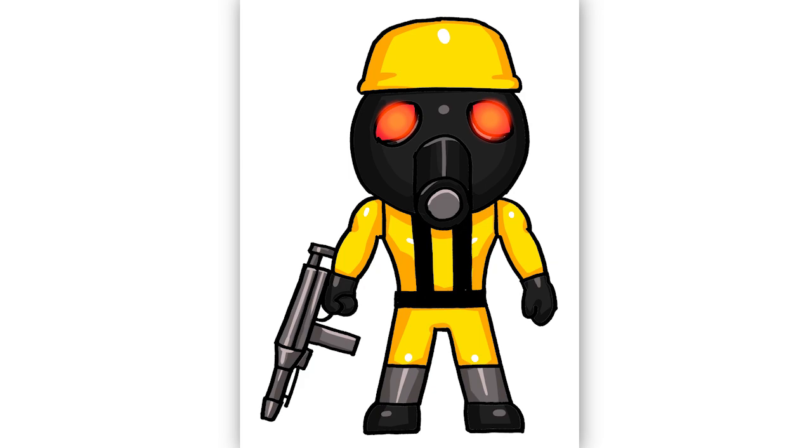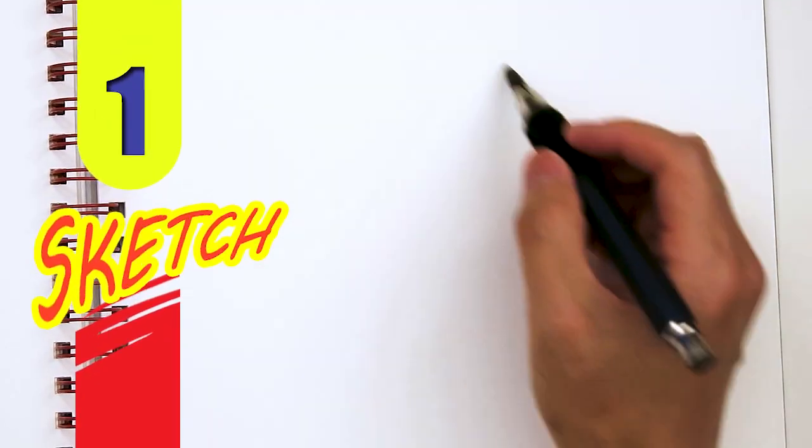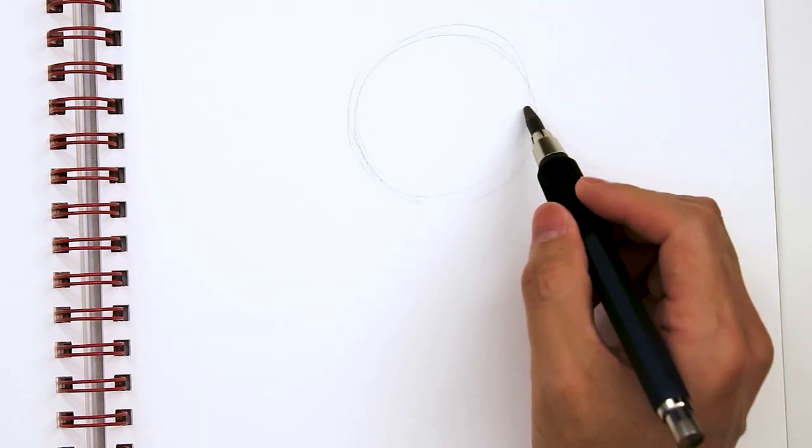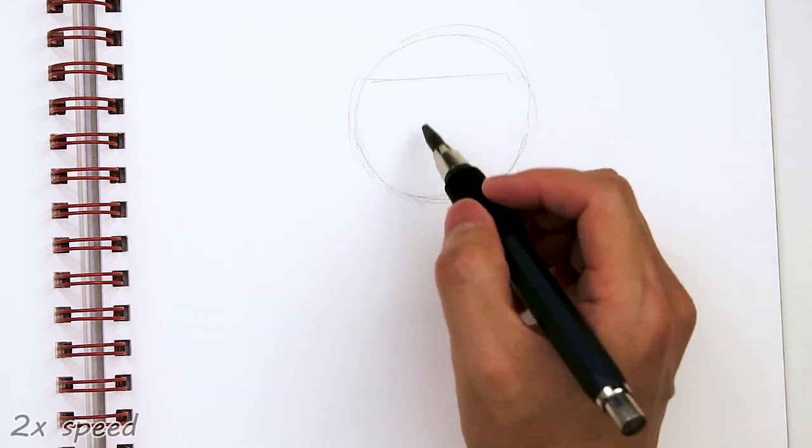This time it's the awesome looking Torture. So here's my full pencil sketch shown in 2x speed, and then right after this I'll show you guys how to draw this line by line with a Sharpie.